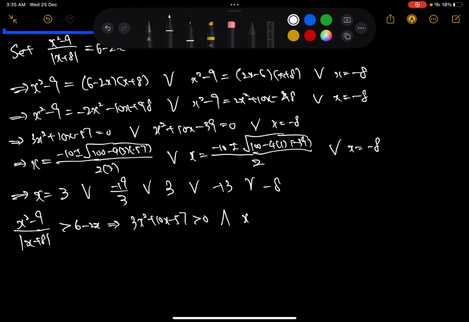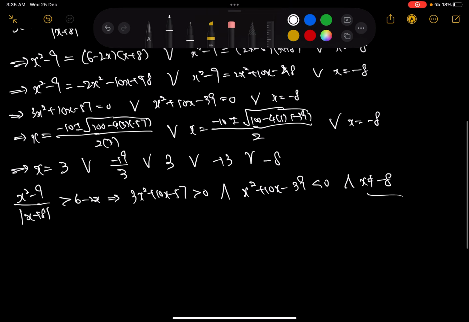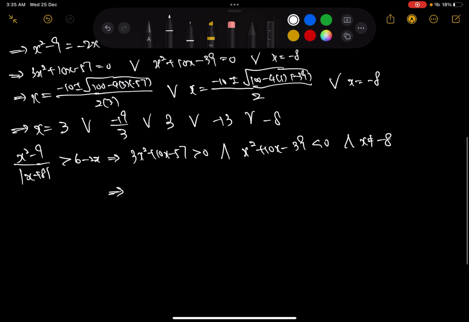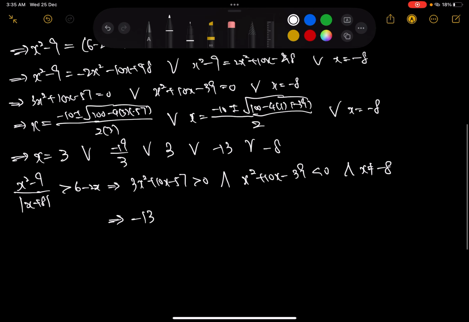So this one should be smaller than 0, and x is not -8. Because if it's -8, the inequality wouldn't work. So we have this condition as well, which implies we have 3 inequalities. We have -13 is less than x is less than -8, and we have -8 is less than x is less than -19 over 3, and we have x is greater than 3, and that's the end of this inequality.